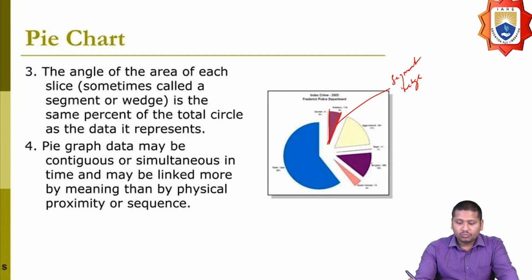Like this we can make the slices, and by taking a slice we can see how much portion is constructed. The pie graph should normally be contiguous in nature, or it may be linked with time as well, and should also be linked more by meaning than by physical proximity or the sequence.